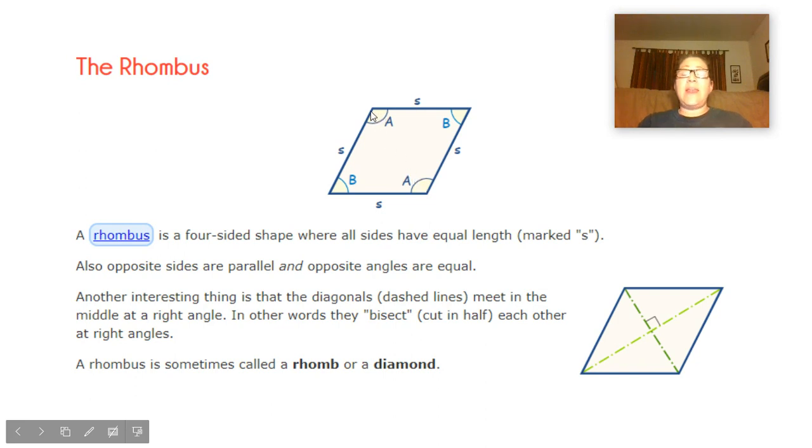And it has two sets of parallel sides. So this side is parallel to this side, and the top is parallel to the bottom. A rhombus is sometimes called a rhomb or a diamond. The cool thing about a rhombus is that if you were to draw a diagonal from one corner to the other, and do that from the other corner to the other, where they meet, it forms a right angle. That's pretty cool about that rhombus.